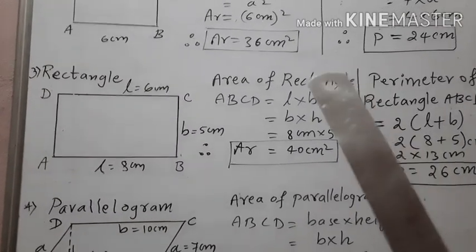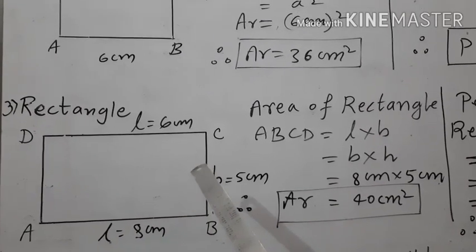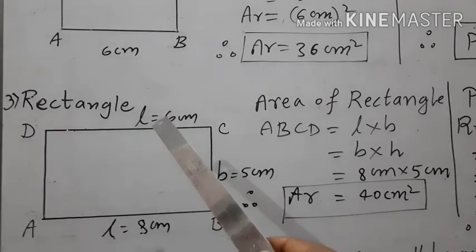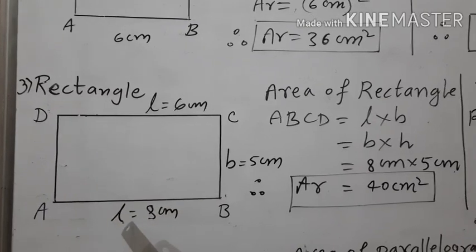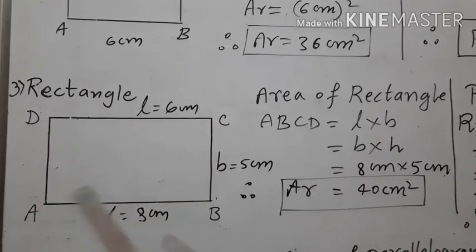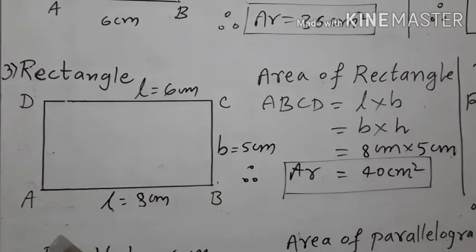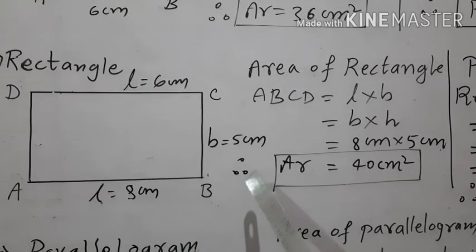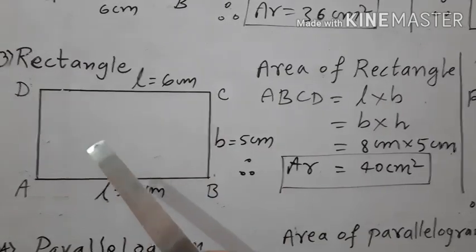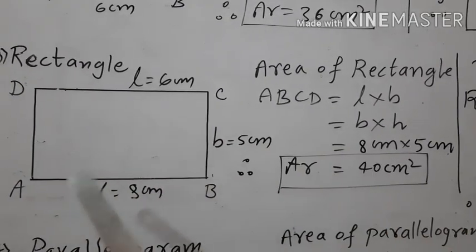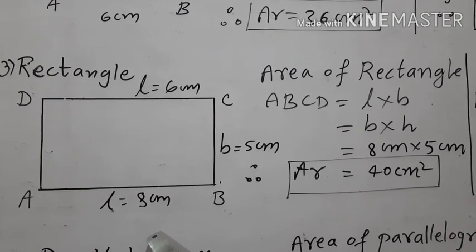Now look at the third figure, which is a quadrilateral, but it is a rectangle. A rectangle is a quadrilateral in which the opposite sides are equal, but the adjacent sides are not equal. Here DC and AB are opposite sides which are equal and parallel. Similarly, AD and CB are opposite sides which are equal and parallel. Each interior angle is 90 degree, and if you draw the diagonals they will be equal. Such a figure is called a rectangle, right?